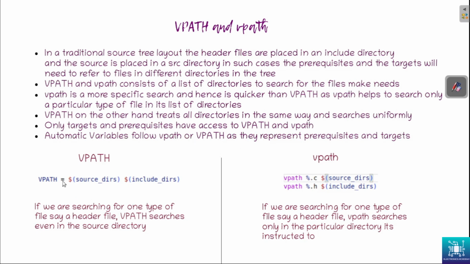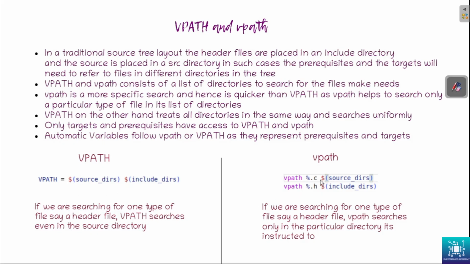So, for example, VPATH is declared this way: source directory, include directory. So you have a list of directories, and if you are searching for anything, say a source.c file, it will go through the whole directory tree and search for your file.